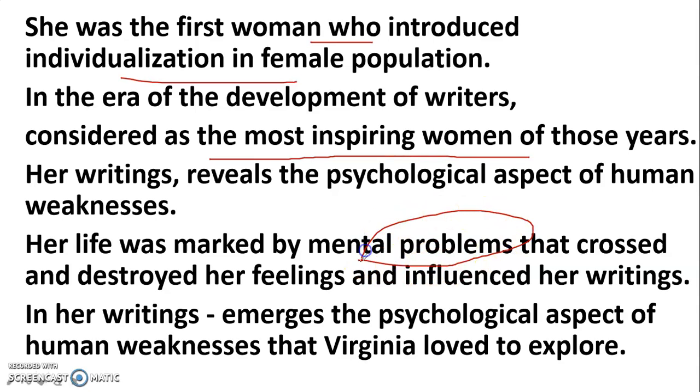What were the mental problems? Her life was marked by mental problems that destroyed her feelings. She had two major mental breakdowns during her lifetime. Her first breakdown occurred after her mother's death when she was only 13 years old, and which Virginia Woolf later described as the greatest disaster that could have happened in her life, right? And it also provoked a huge sadness in her life.